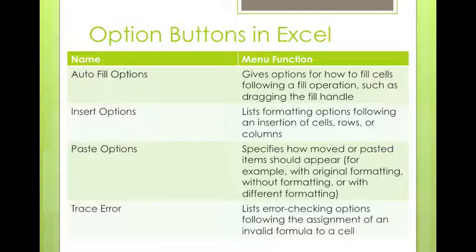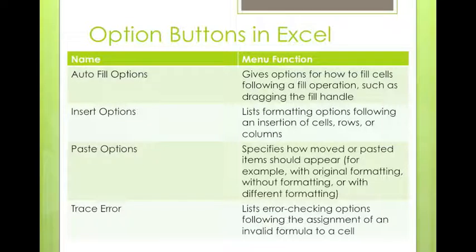Insert options lists formatting options following an insertion of cells, rows, or columns, and this is going to look kind of like a little handheld broom. Paste options specifies how moved or pasted items should appear, for example, with original formatting, without formatting, or with different formatting. Those are the things that you could choose from once you've moved or pasted the items, and this is going to look like a clipboard with a little piece of paper in the corner.